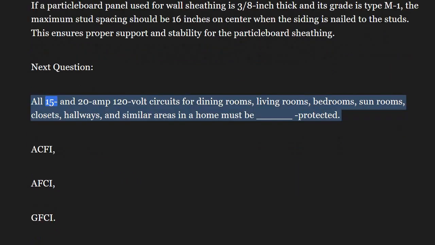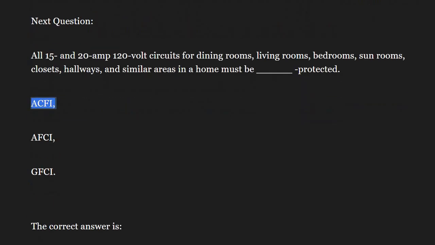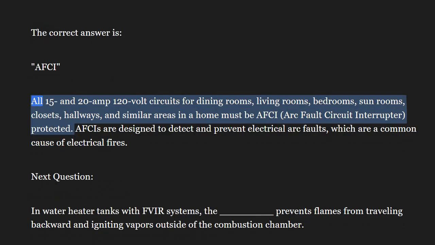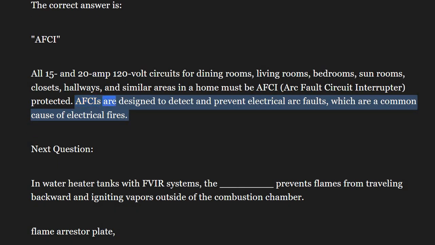Next question. All 15 and 20 amp 120 volt circuits for dining rooms, living rooms, bedrooms, sunrooms, closets, hallways, and similar areas in a home must be blank protected. ACFI, AFCI, GFCI. The correct answer is AFCI. These circuits must be AFCI protected. AFCIs are designed to detect and prevent electrical arc faults, which are a common cause of electrical fires.